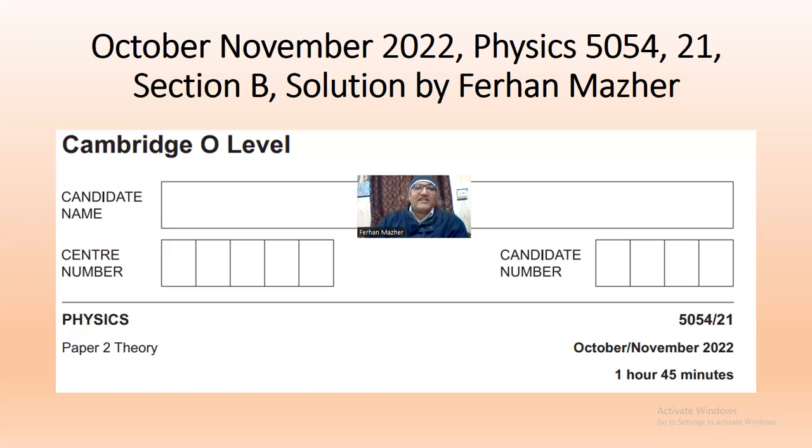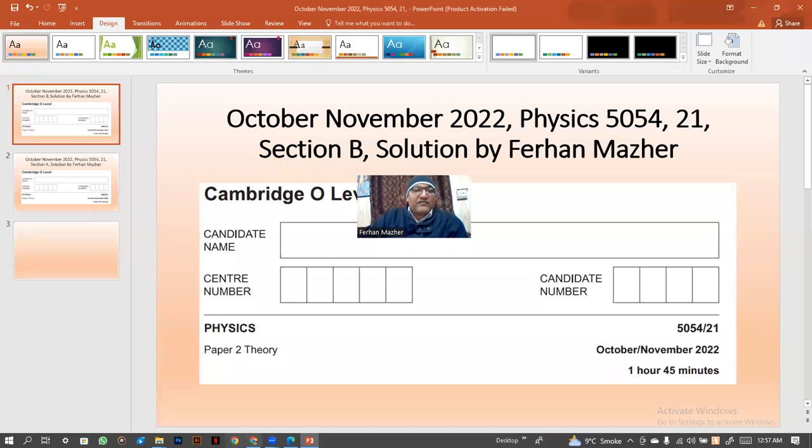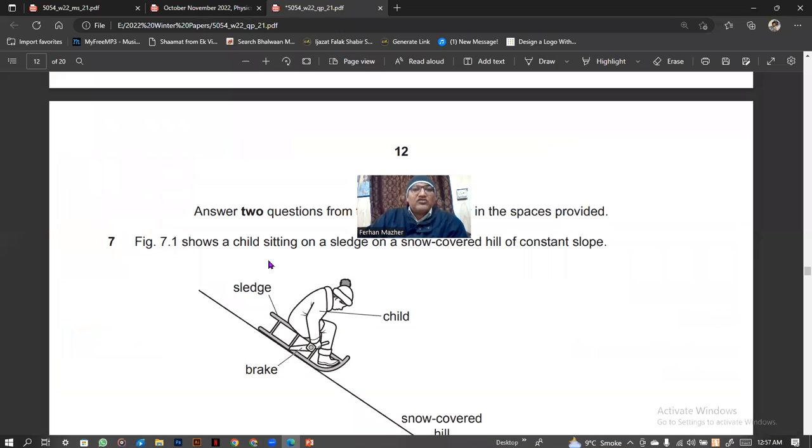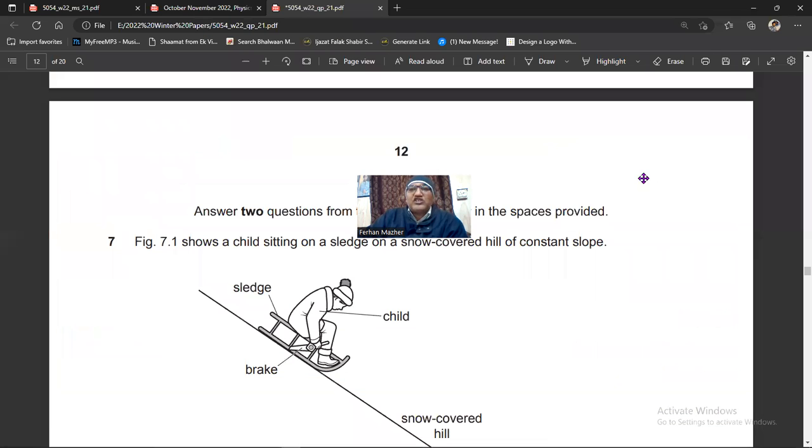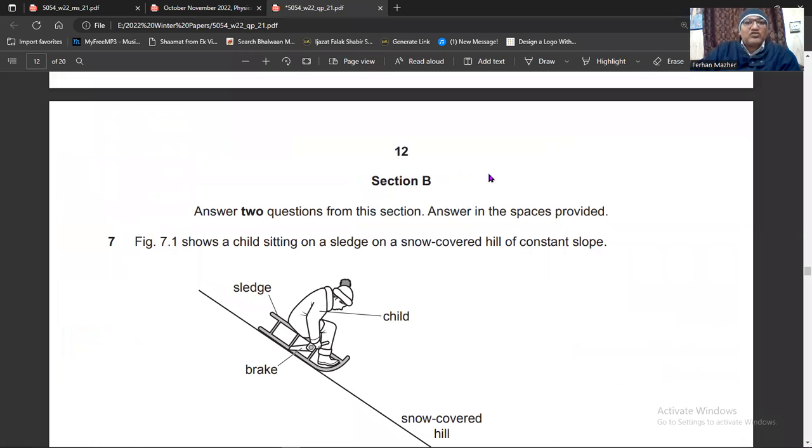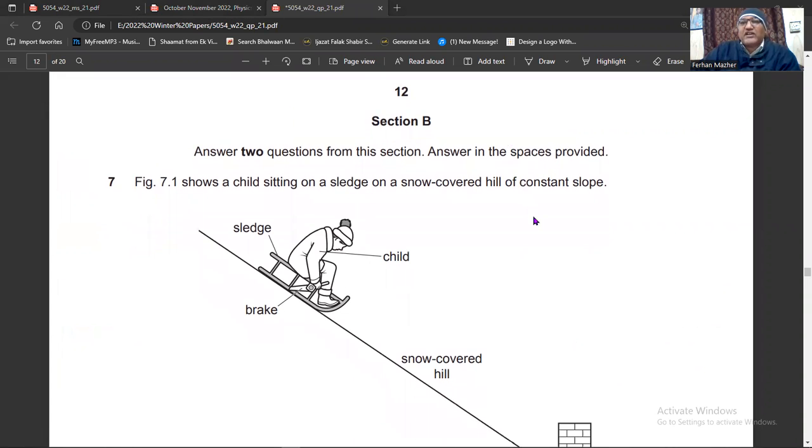Okay, so let's start. In this video, we are going to attempt section B of this paper. So we will be starting from section B. So here we go. This is the October-November 2022 2-1 paper. Section B starts from question number 7.